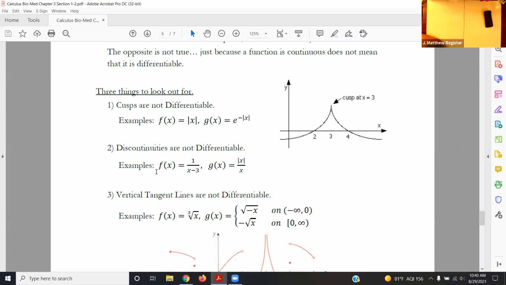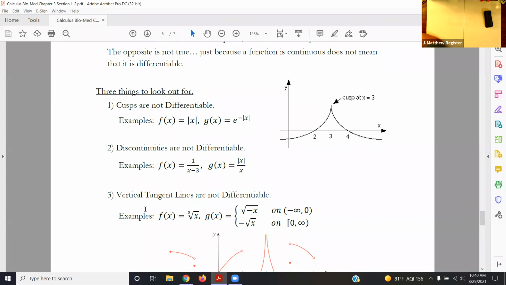Another example is discontinuities. And so if you have an asymptote, it's not differentiable at that asymptote. If you have a function where it is doing a step discontinuity, where it's jumping, then it's not going to be differentiable at that point. Basically, if it's not continuous at a point, it is not differentiable at that point.